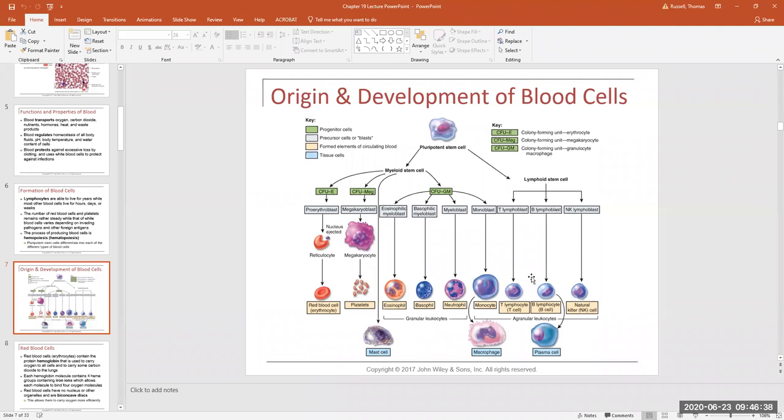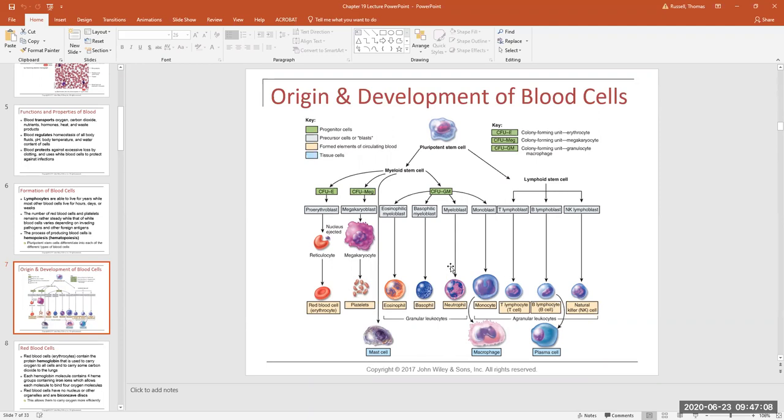So what you're looking at here is a flowchart of cellular development for all of the formed elements. All of the names up here are the names of the immature cells, of immature formed elements. And then all these lines represent the stages or phases of their differentiation and development into the mature cells that go out into our body and do their jobs. So all of this development is occurring in red bone marrow, not out in circulation.